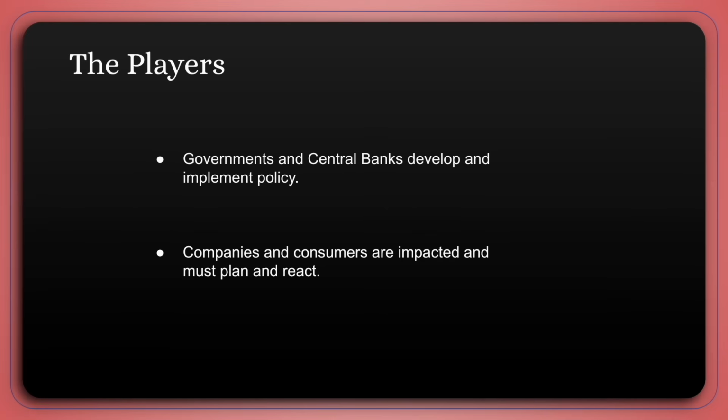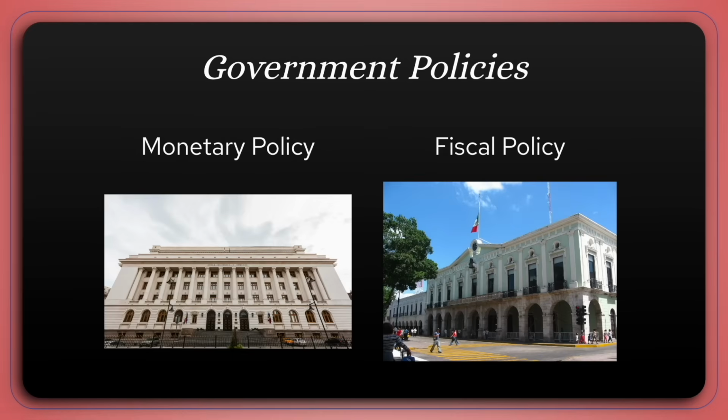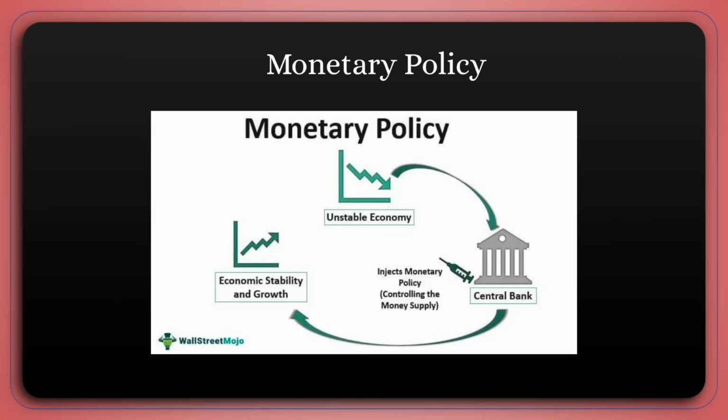Okay, so who is really playing a role in the macroeconomy? The two main players that control it are the governments and central banks, which implement and develop policies. As a result, companies and consumers are impacted by these changes and need to react. Governments implement fiscal policy, whereas banks implement monetary policy. So first, what is monetary policy?